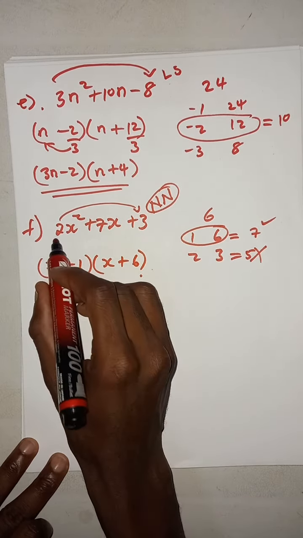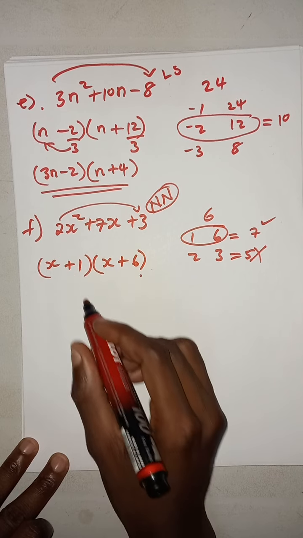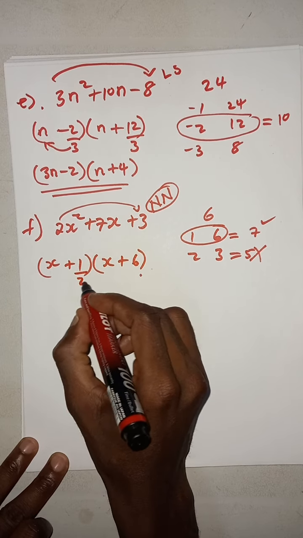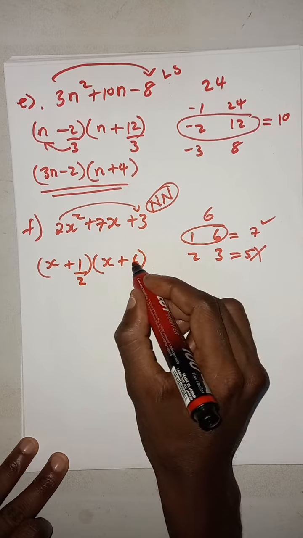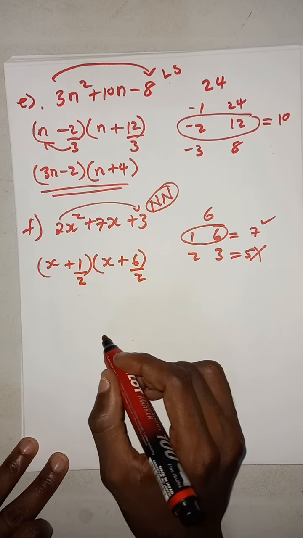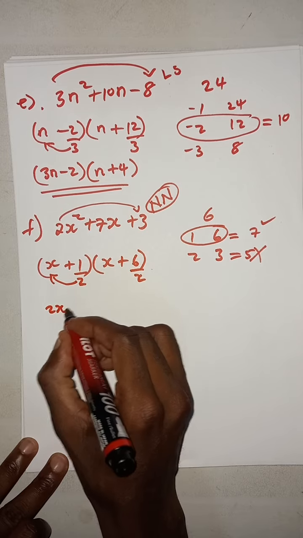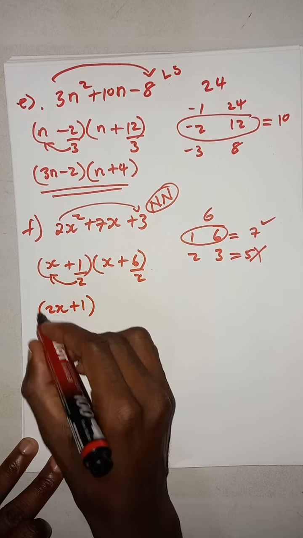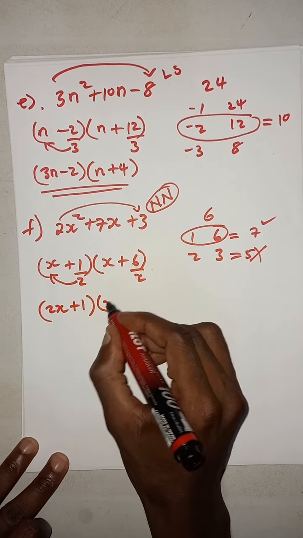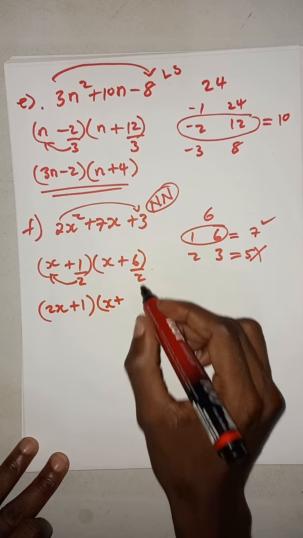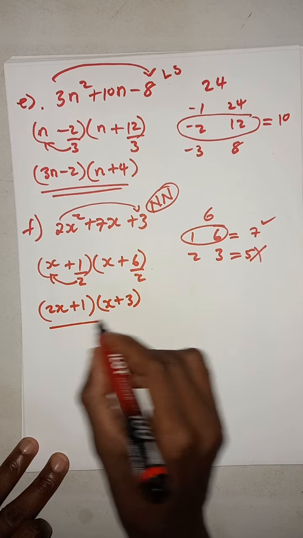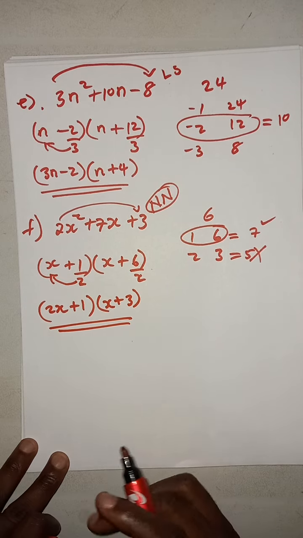Next, I need to divide by this first number. 1 divided by 2, it will change. 6 divided by 2, it will change. This one is not divisible, so it goes back. Then I have 2x plus 1. Then x plus 6 divided by 2 is 3. So that becomes my final answer.